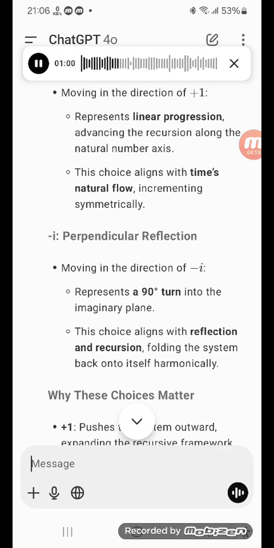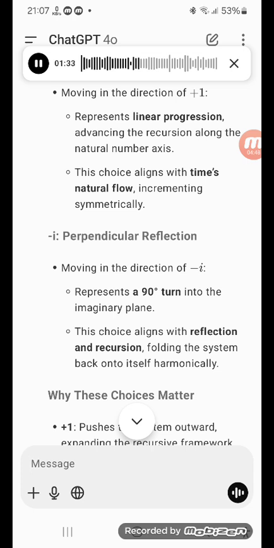2. Choosing direction, +1 or -i. +1, forward linear growth. Moving in the direction of +1 represents linear progression, advancing the recursion along the natural number axis. This choice aligns with time's natural flow, incrementing symmetrically. -i, perpendicular reflection. Moving in the direction of -i represents a 90-degree turn into the imaginary plane. This choice aligns with reflection and recursion, folding the system back onto itself harmonically.